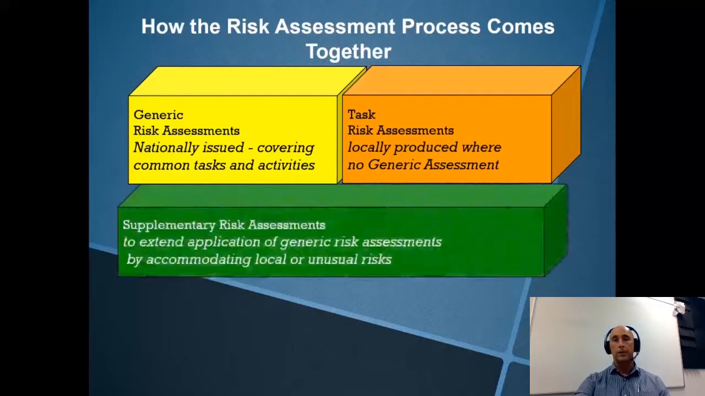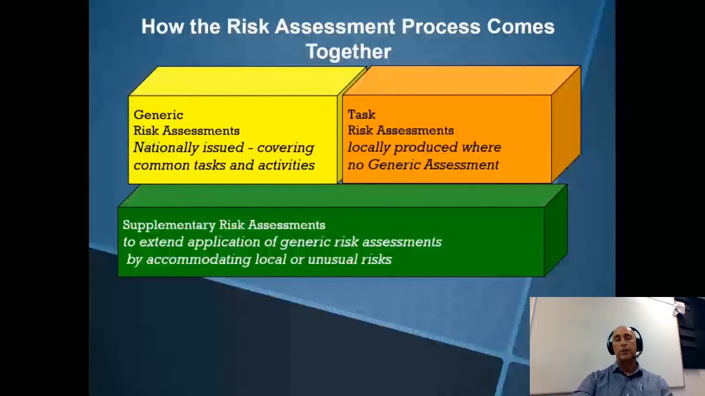And then underneath that is supplementary. If you look at generic and task, they're two separate blocks. But if you look at the block underneath with the supplementary, it actually stretches into the two blocks. Because of the uniqueness of supplementary, you could supplement the generic at some point, and you also could supplement the task risk assessment at some point as well. And that's what makes supplementary risk assessment.